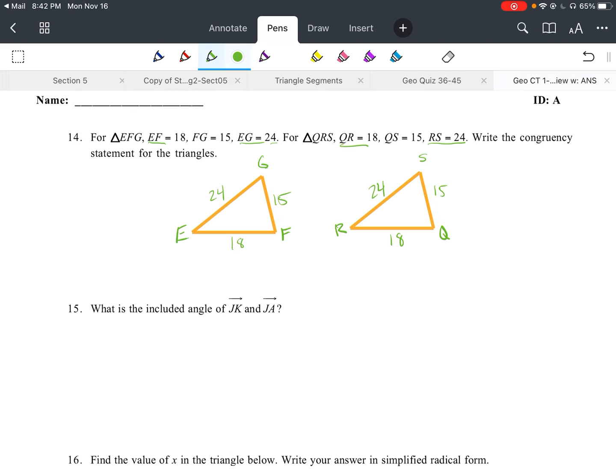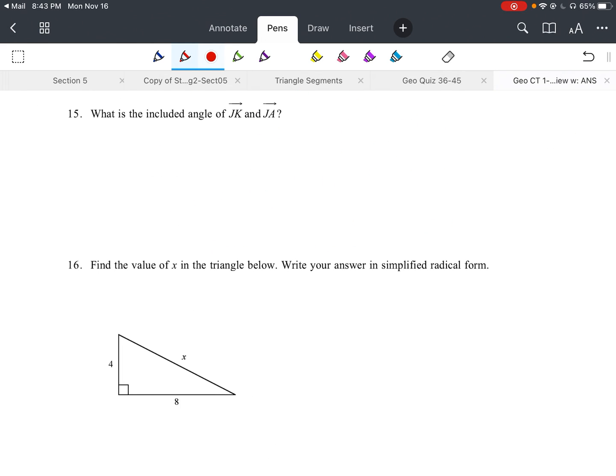So EG is 24, FG is 15. And now you can make a nice congruency statement. All that is, you just label the triangles properly in the right order as they go to each other. So do E, F, and G, that's fine, is congruent to, and then to go the same order, this is going to go R, Q, S, that same direction, so they line up nicely. So R, Q, S. Cool.